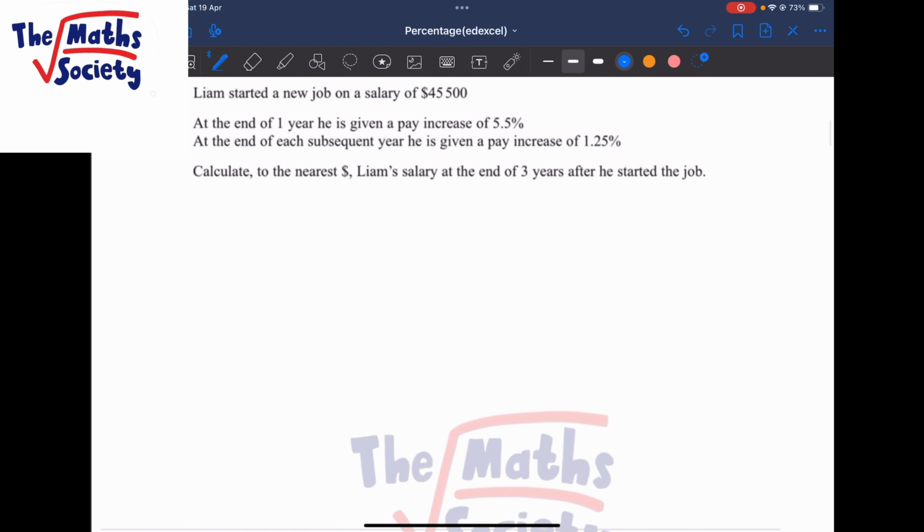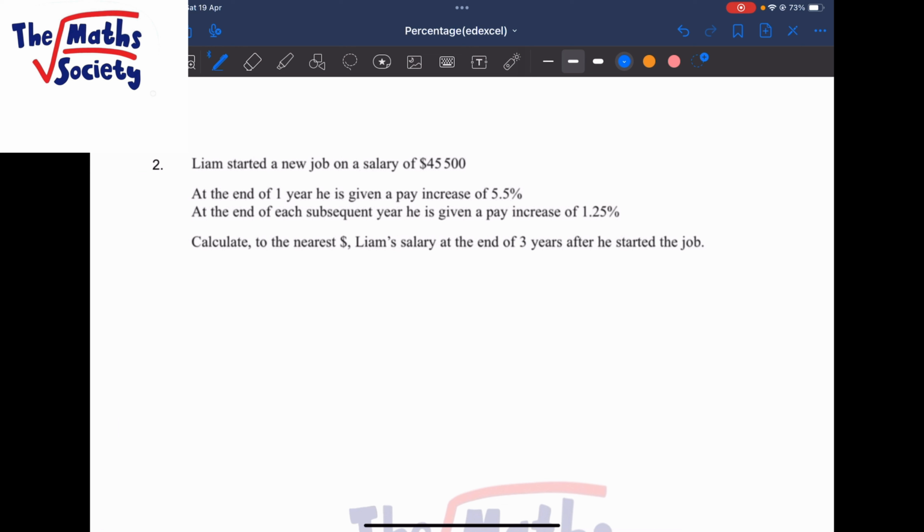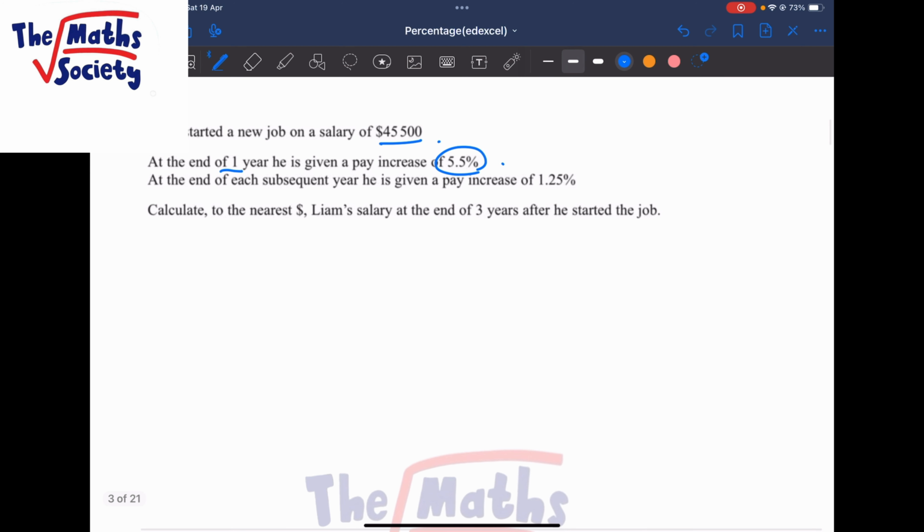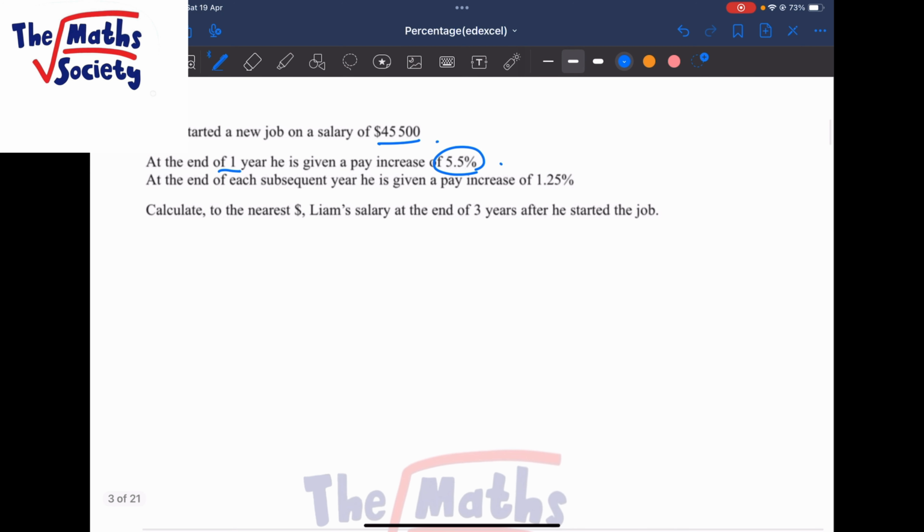Okay, so now for the second question. The second question says that Liam started a new job on a salary of $45,500. At the end of 1 year, he's given a pay increase of 5.5%. Each subsequent year, he's given a pay increase of 1.25%. So for the first year, we know that it's 5.5%. For the second year and the third year, to say the end of 3 years, we know that it's 1.25%.